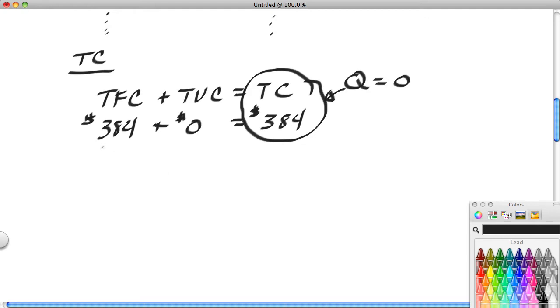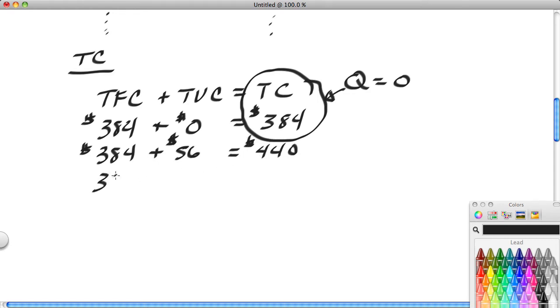Now, if we continue on here, 384, and we add the first worker, and then we add 8 units as a result of that worker, then when we add that first worker, we add $56 to our total variable cost, and this is going to be what? That's going to be $440.